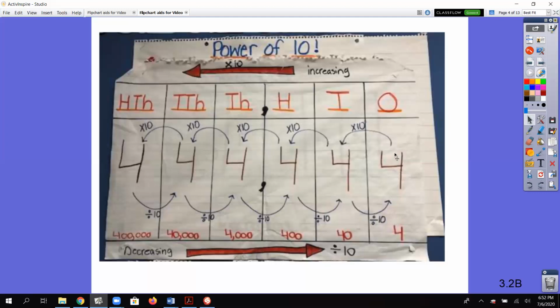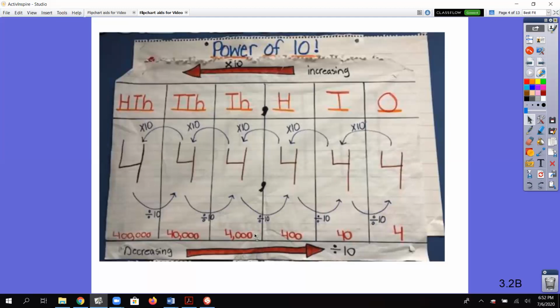So, for example, the value of this 4 in the ones place is 4. If you multiply that by 10, it turns into 40. If you keep going times 10, 400. You keep going times 10, 4,000. Keep going, 40,000 and 400,000. In third grade, we go up to 100,000. That's why it stops there. But when you go to 4th and 5th grade, you'll keep going and you'll learn even more place values.